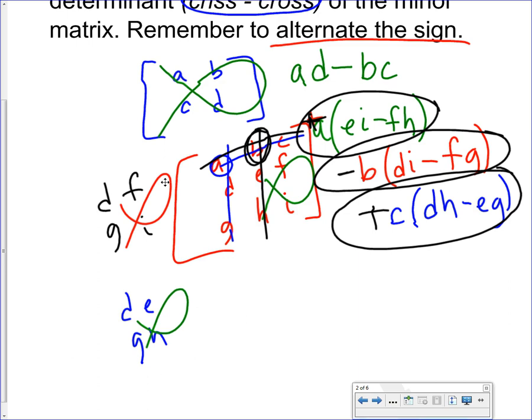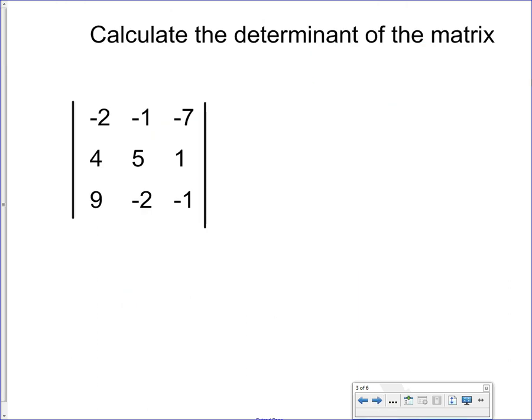So let's do an actual example here with numbers. Notice that this matrix doesn't have brackets, it has lines. It looks like the absolute value sign. That's a symbol for the determinant. You can also see determinant of matrix A, or you could see matrix A in the absolute value sign. That's a sign to you that you're doing the determinant.